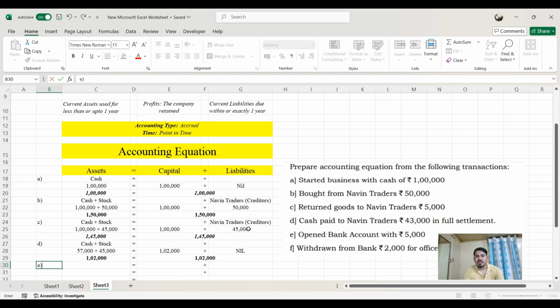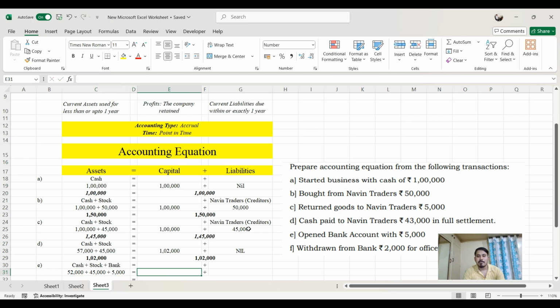Next, the fifth transaction says the company opened a bank account and made a deposit of 5,000 rupees. So here the transactions are, the asset is having cash plus stock plus bank also, because cash is kept in the bank account. So the values will be, out of 57,000, 5,000 have been deposited into the bank. So the balance cash is 52,000 plus stock remains unchanged plus the bank will be added by 5,000.